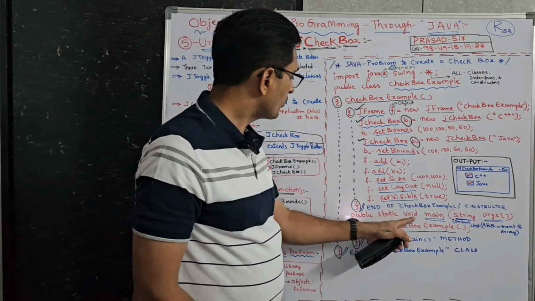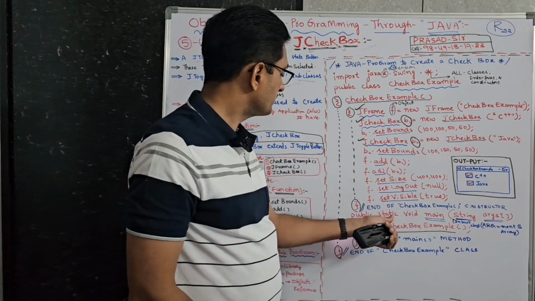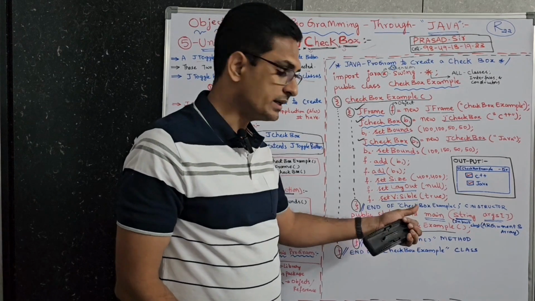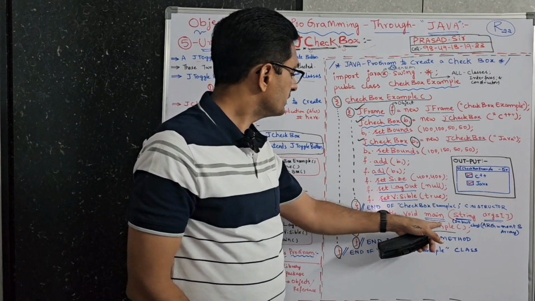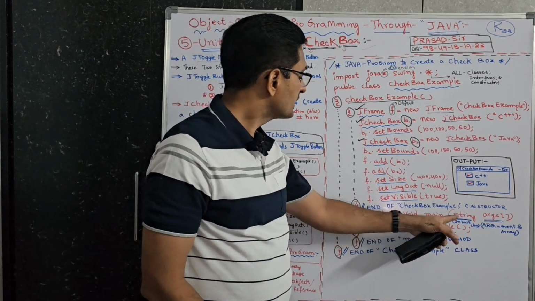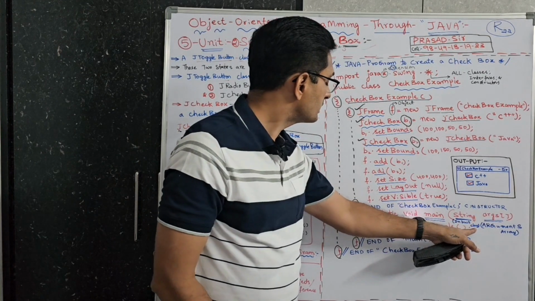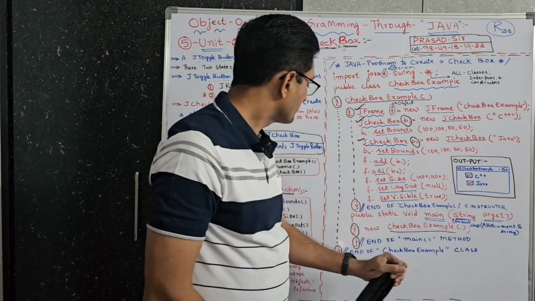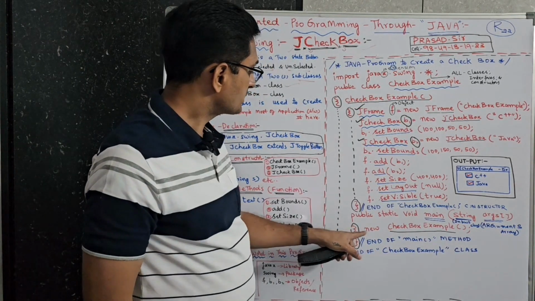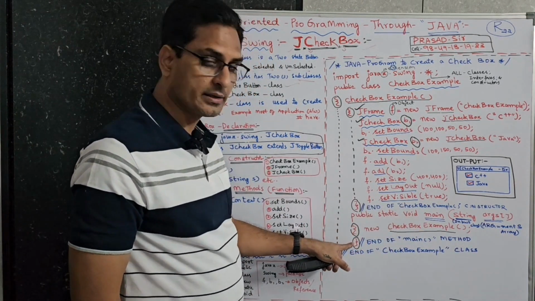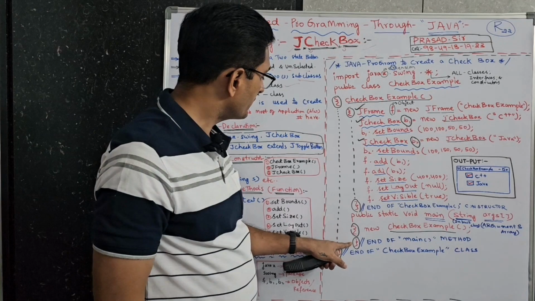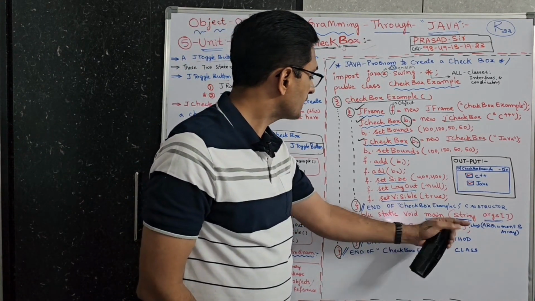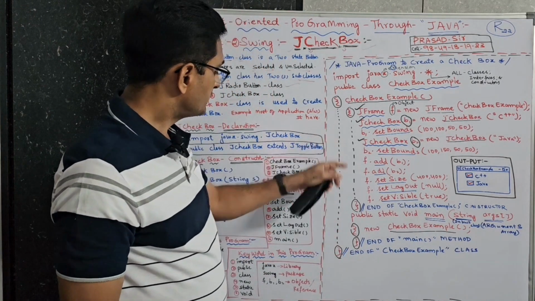And public static void main. Public means access specifier. This one is access modifier. Void means returns nothing. It's a keyword. Main is a function, a method. String is a class, an inbuilt class. I wrote here, args means arguments. It's an array. And the curly braces start for this main and end here. This starts from here and ends here. New is a keyword. CheckBoxExample is a constructor, and this will end here.